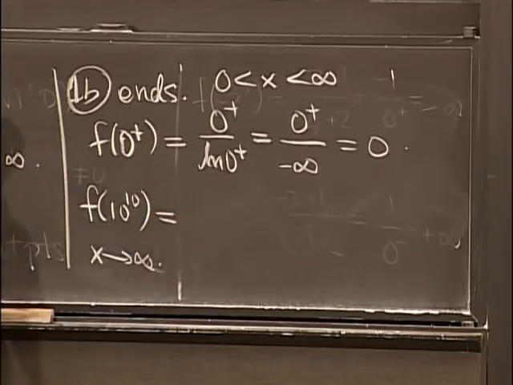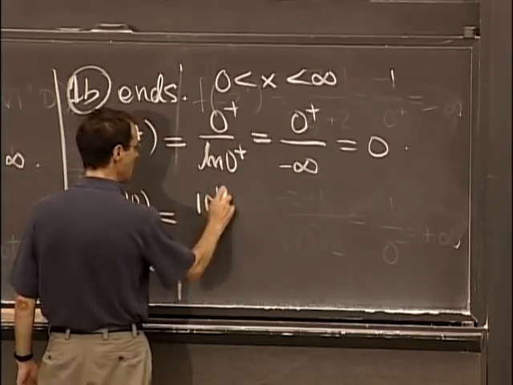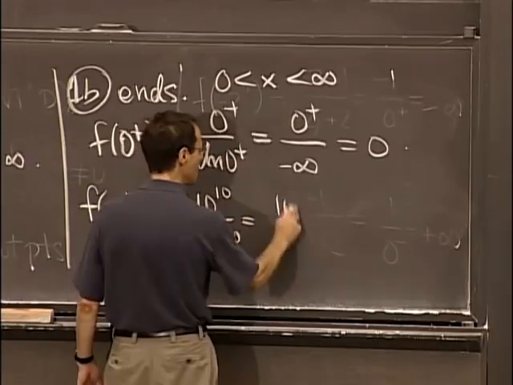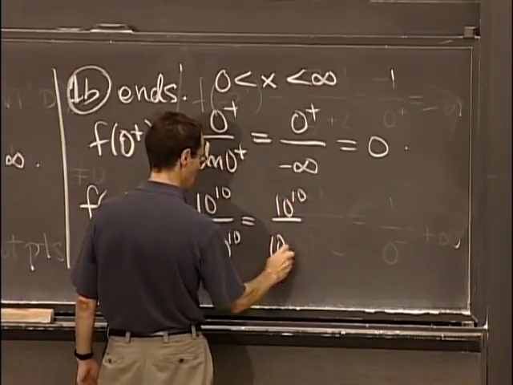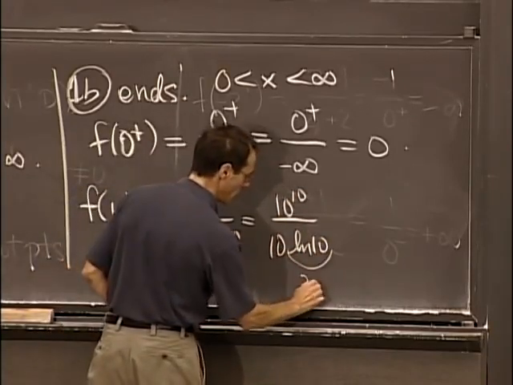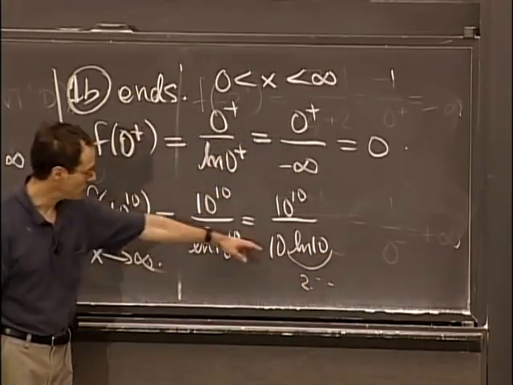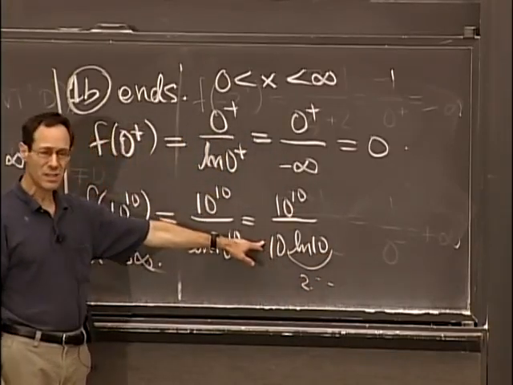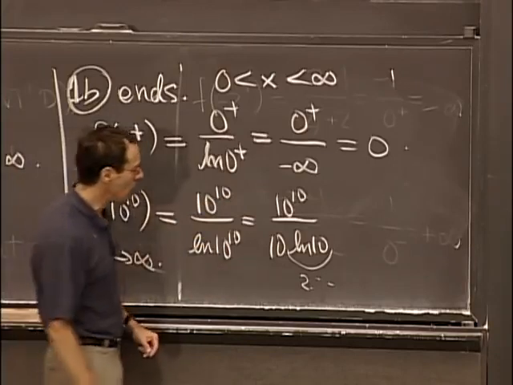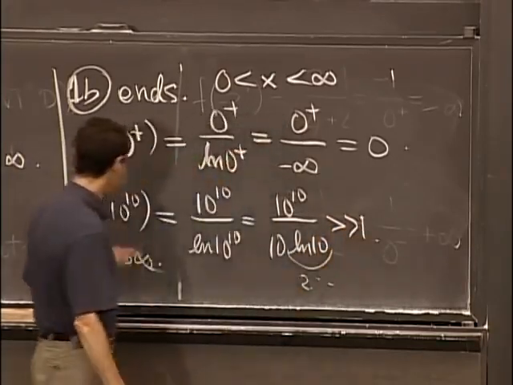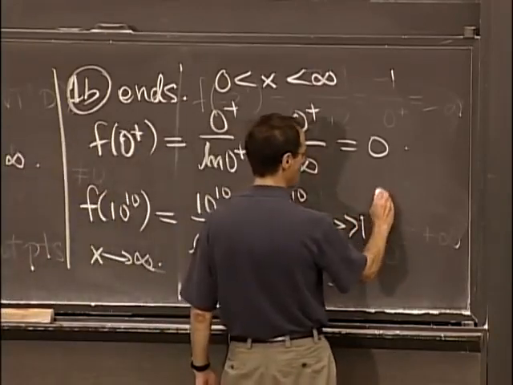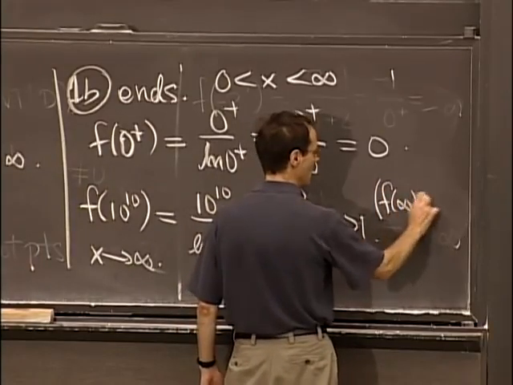So if I plug in 10 to the 10th into x over log x, I get 10 to the 10th divided by the natural log of 10 to the 10th, which is 10 times log 10. So the denominator, this number here is about 2 point something. All right, 2.3 or so. So this is maybe 230 in the denominator, and this is a number with 10 zeros after it. So it's very, very large. I claim it's big. And that gives us the clue that what's happening is that this thing is infinite. So in other words, our conclusion is that f of infinity is infinity.